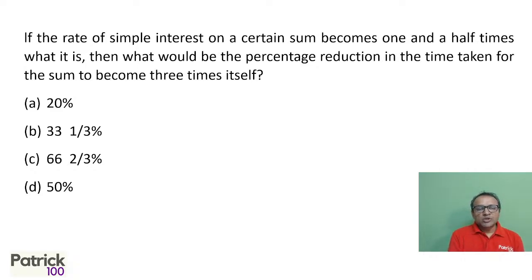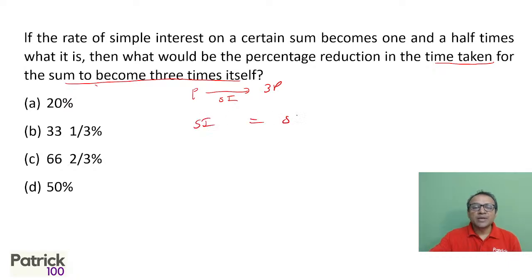If you have any questions, queries, you can put in the chat box. So we are talking about time taken for a sum to become 3 times itself in both the cases, before and after. That means principal to 3P, 3 times itself. And what you get in between is simple interest. Simple interest is same in both the cases. Remember, simple interest is same in both the cases.